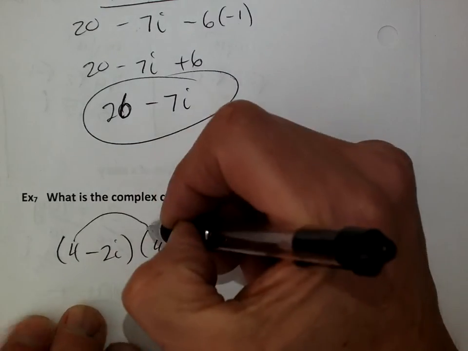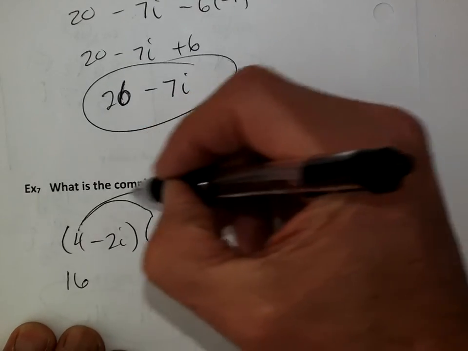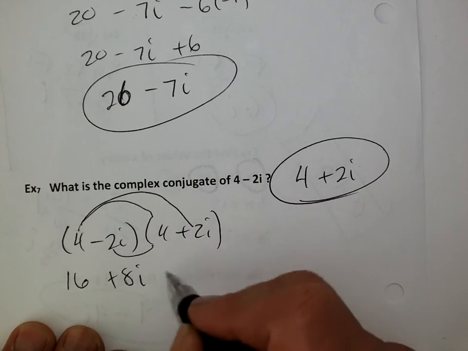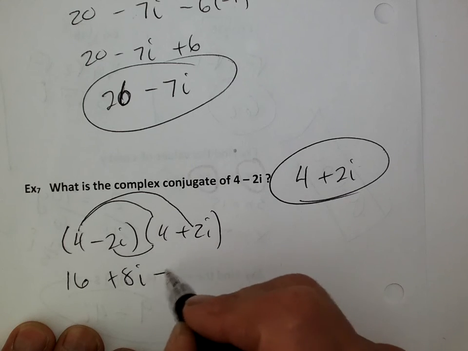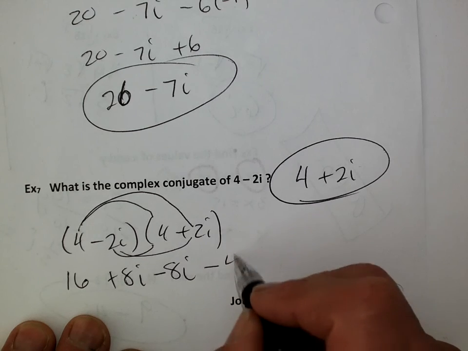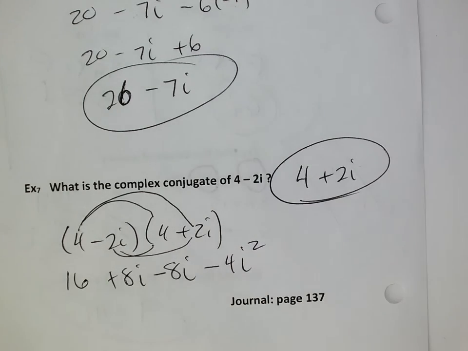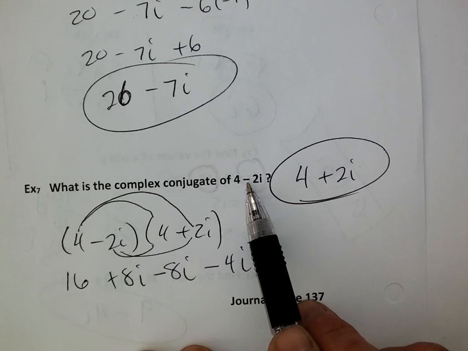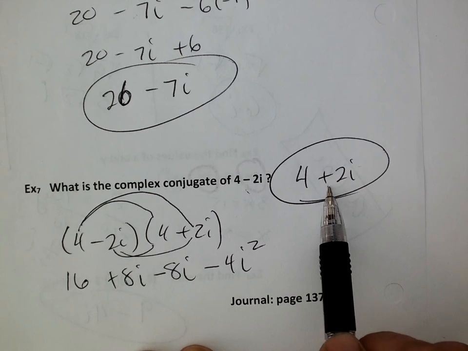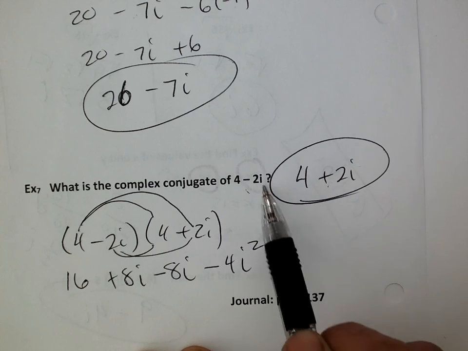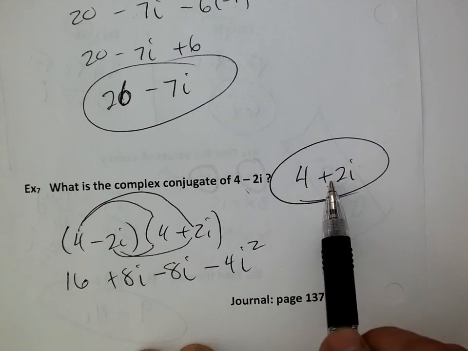So 4 times 4, 16. 4 times 2i is a positive 8i. Negative 2i times 4 is a negative 8i. And negative 2i times positive 2i is a negative 4i squared. Okay, check it out. It's just FOIL. So exactly what is the conjugate? It's just going to be the opposite of that. If that was plus, I'd make that a minus. Since it's a minus, I make it a plus. That's all we do. It's just the opposite.